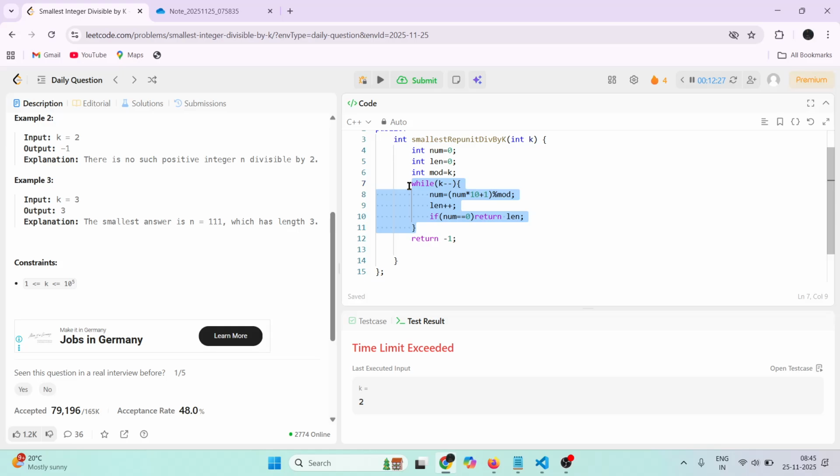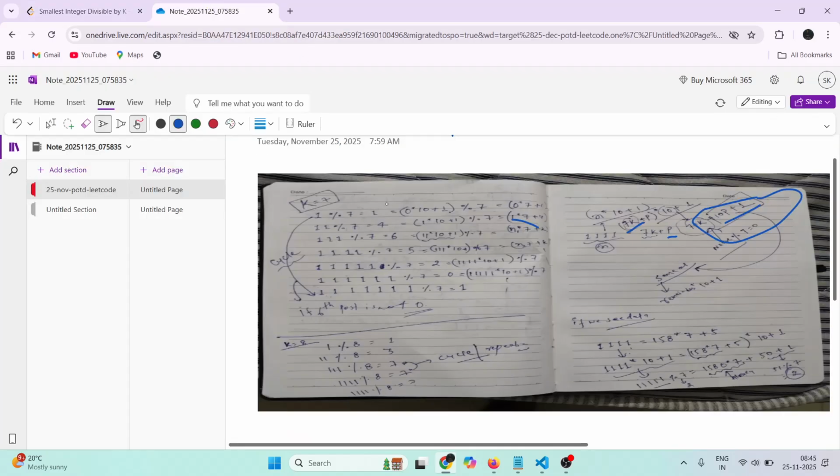Like if we see 7 here, what are the options for remainder? 0, 1, 2, 3, 4, 5, 6. First it came 1, then 4, 6, 5, 2, then it came 0. So here we get our answer. Suppose this is not 0 and in the next step we get 1 again. If we get a repeating 1, it's going to repeat the same things, which we don't want, which is going to create the TLE. Like if we take k equal to 8, we get 1, then 3, then 7 again.